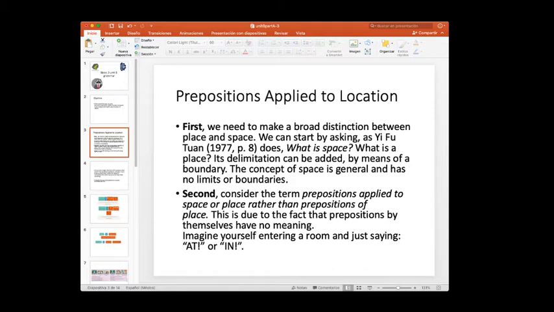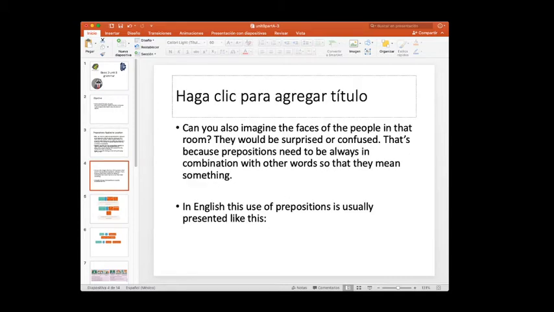Second, consider the term prepositions applied to space or place, rather than prepositions of place. This is due to the fact that prepositions by themselves have no meaning. Imagine yourself entering a room and just saying "at" or "in." Okay? Can you also imagine the faces of the people in that room? They would be surprised or confused. That's because prepositions always need to be in combination with other words so that they mean something.